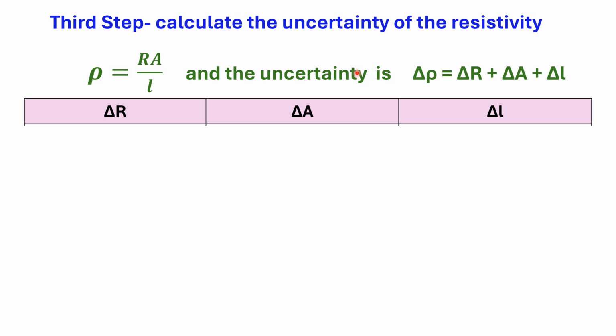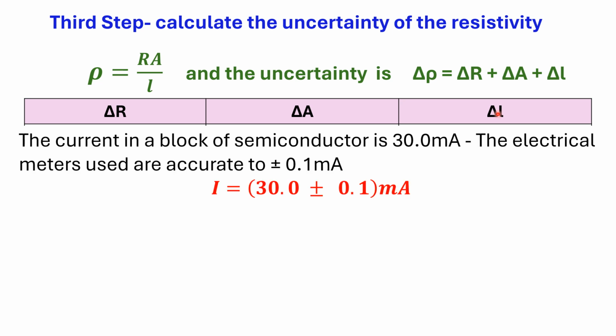Now to calculate the uncertainty, we are going to add the uncertainty of every single variable that you see in the formula. You are going to add the uncertainty of the resistance, the uncertainty of the area, and the uncertainty of the length. So let's look at how we are going to do this. Number 1, let's work by steps.